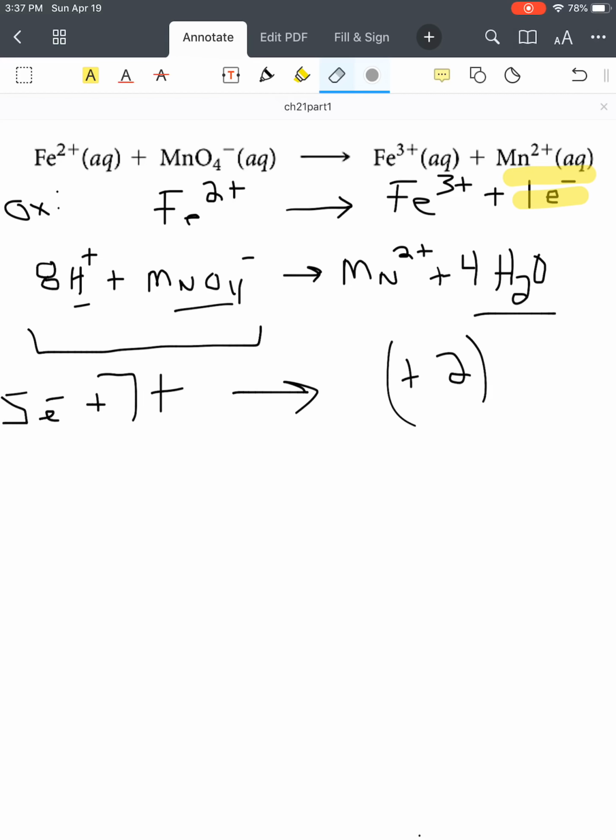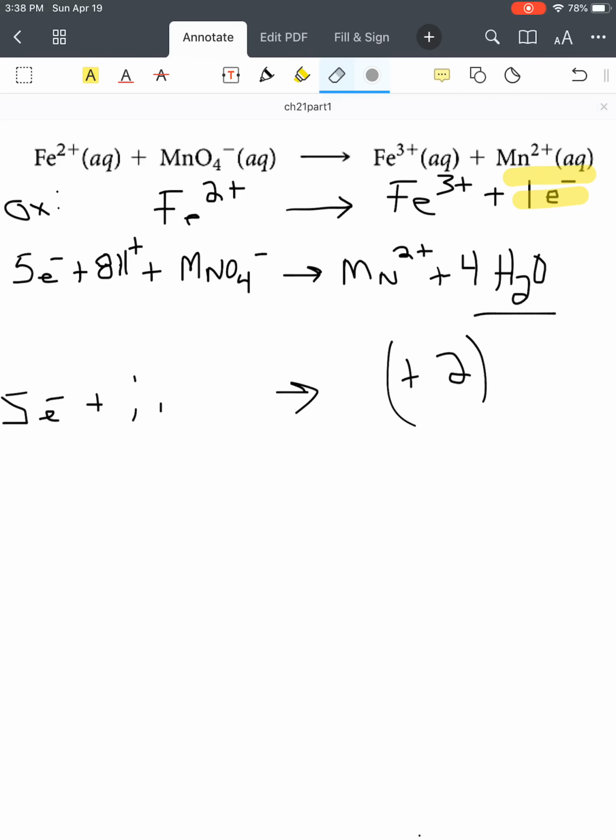So let me see if I can create some space for that. I have to erase this stuff. So to make my charges balance, I need to have 5 electrons combined with 8 H pluses and my single copy of permanganate.